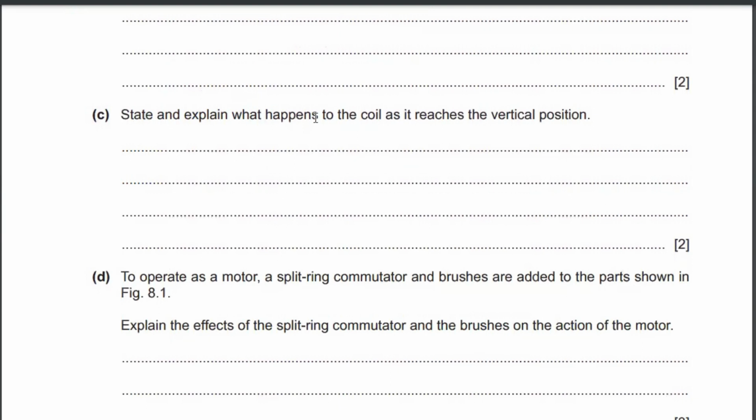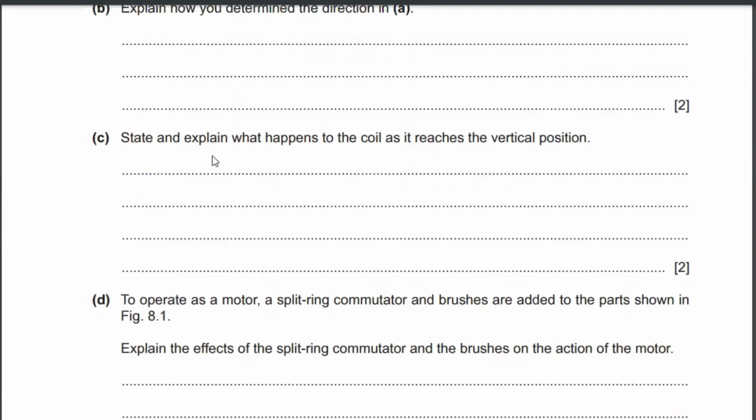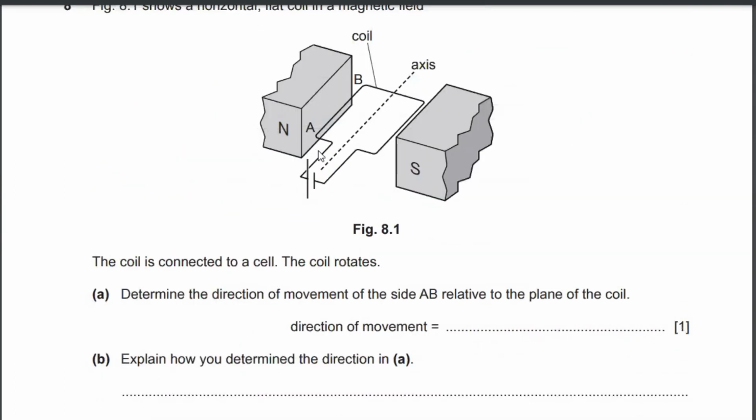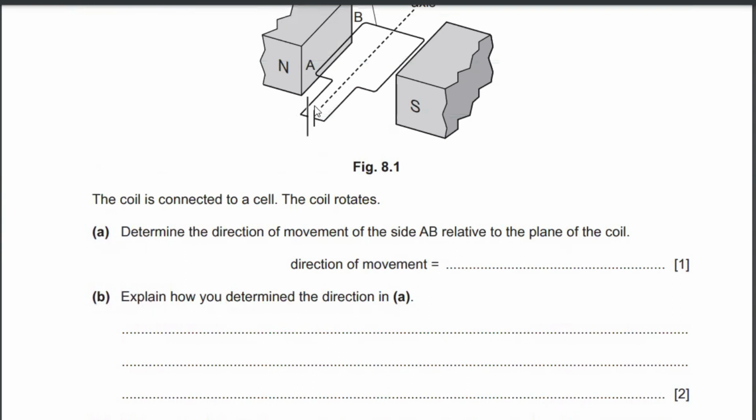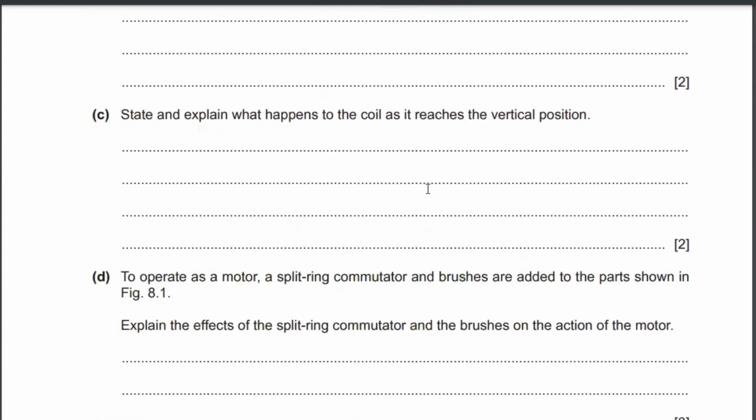Next question: state and explain what happens to the coil as it reaches the vertical position. So now this side has moved downwards, and this side has moved upwards. There will be a point where it will be parallel to the magnetic field, or vertical to the plane. In that case, as we have not used a commutator, there is nothing to switch the direction of the current. So the turning effect decreases when it moves towards the top, and at the vertical position, it might stop or just vibrate back and forth. At the vertical position, the turning effect will start to decrease or even become zero, and that is where the coil will start to vibrate.